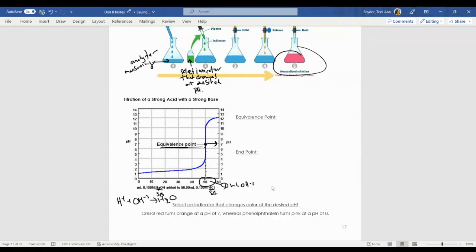that acid. And that makes sense because both of these, this hydrochloric acid and this sodium hydroxide, have the same concentration, and it's a 1-to-1 mole ratio. Of course, I would need 50 milliliters of the base to neutralize 50 milliliters of the acid. So there's a lot of really good stuff that you can tell from a particular titration curve.